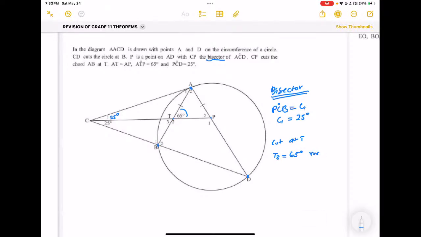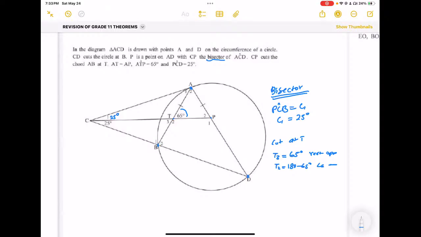And that is because of vertical opposite angles, all right? And then we also know that T2 is equal to 180 minus 65 degrees. The reason is what? Sum of angles on a straight line, right? Sum of angles on a straight line. And what else? Okay, we've got that, right?